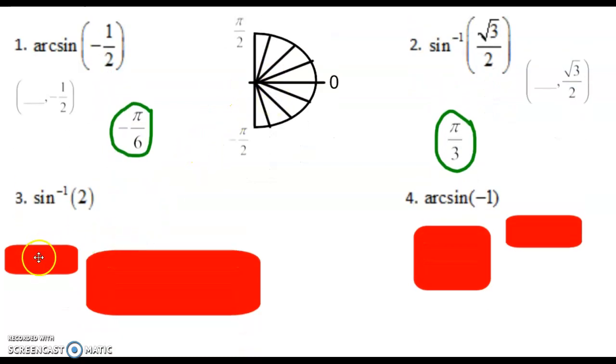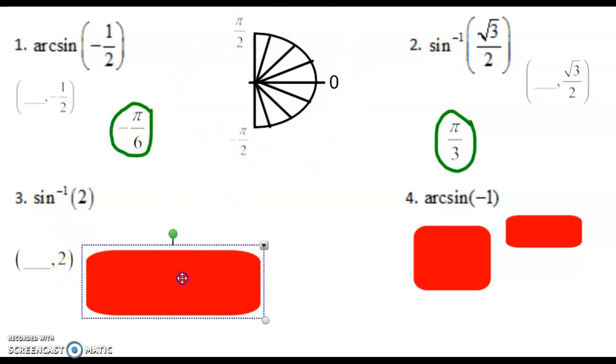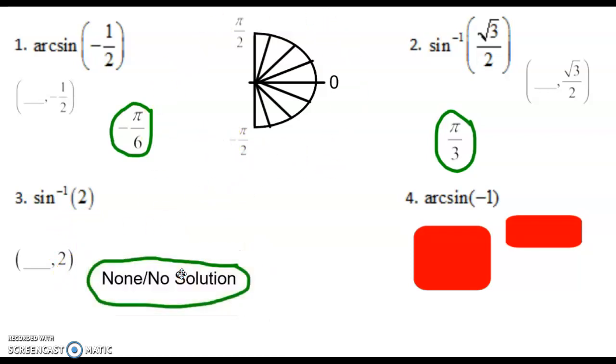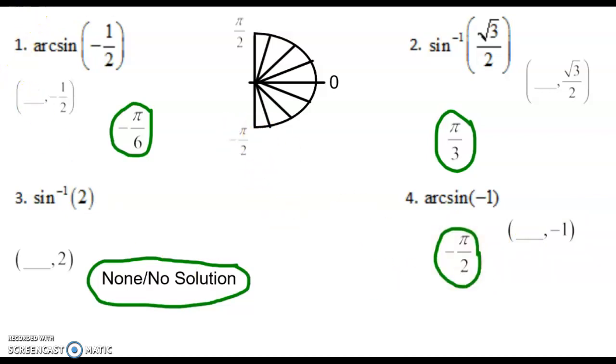For the inverse sine of 2, we're looking to see what angle measure has a y value of 2. Now that is no solution because there is nowhere on our unit circle that has a y value of 2. Remember, we're only restricted from negative 1 to positive 1. So we cannot take the sine of anything greater than 1 or anything less than negative 1. So here I want to find the arc sine of negative 1. We're looking for what angle measure has a y value of negative 1, and that's down there at negative pi over 2.